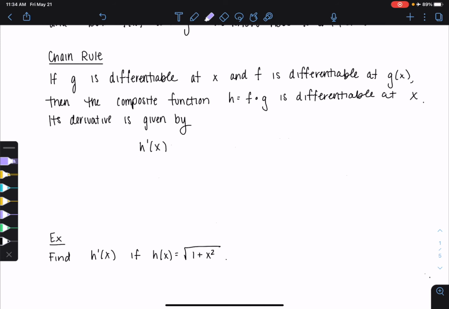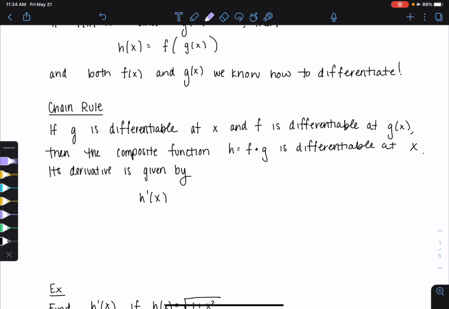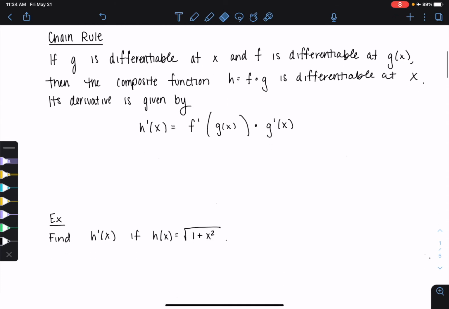If g is differentiable at x, and f is differentiable at the output of g, then ultimately my composite function is differentiable at that x value as well. Its derivative is a little bit more complicated. I've got that composite function. What we actually do is work from the outside in. So I'm going to differentiate the outer function. I do not touch the inside at all, but my chain reaction is going to have me pop the derivative of the inside out as well. So this is the process we're going to follow.